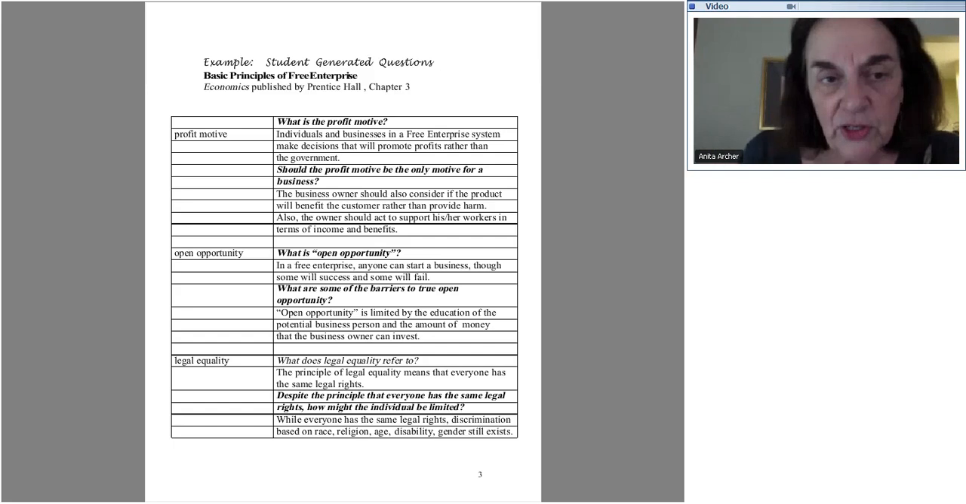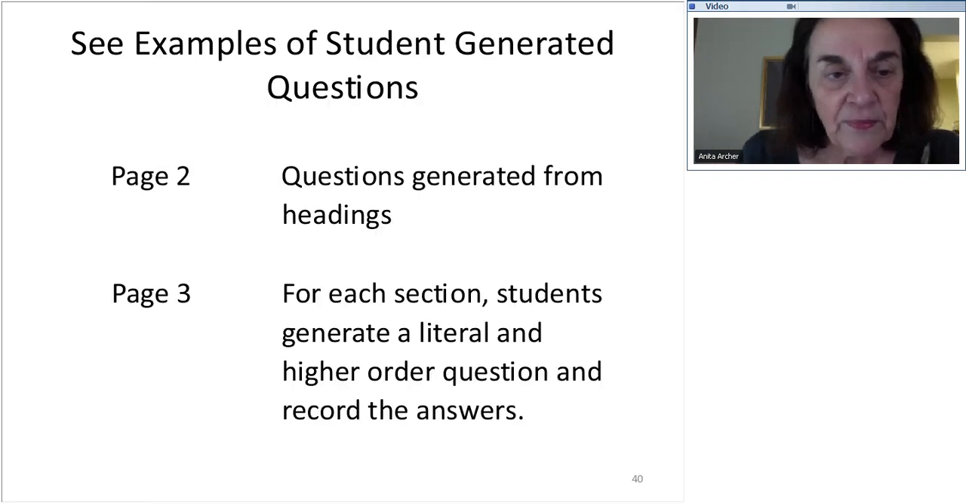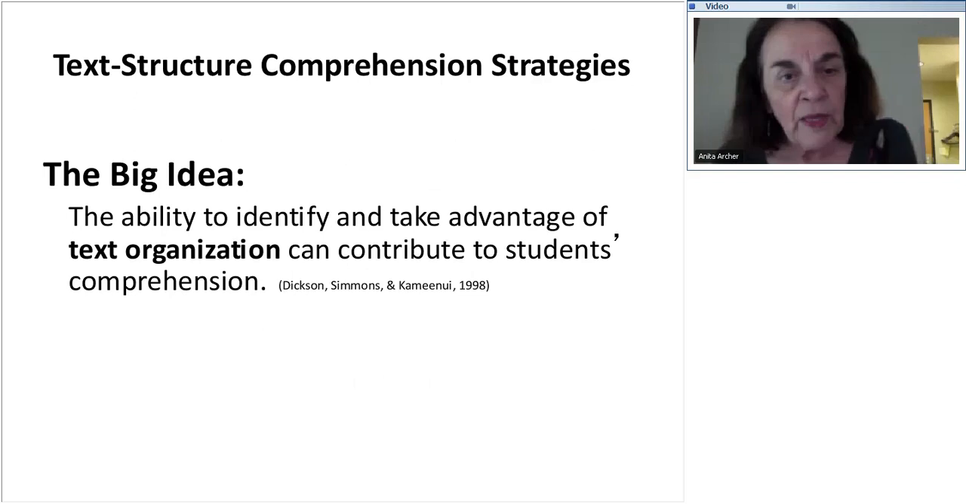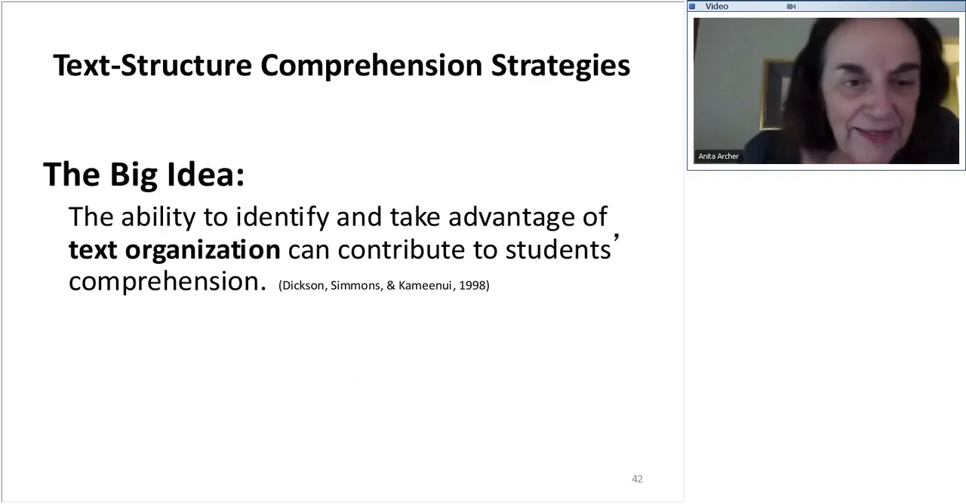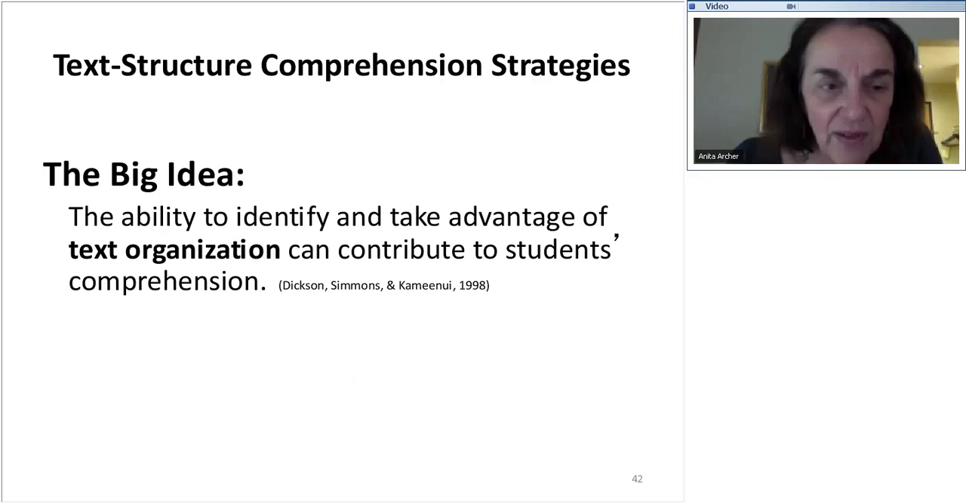Well, let's pop back into our PowerPoint. We already looked at those examples. So now go over to the next slide, and let's look at not questioning strategies, but other comprehension strategies. And for me, the most viable ones emerge for informational text, the big emphasis on the Common Core State Standards.